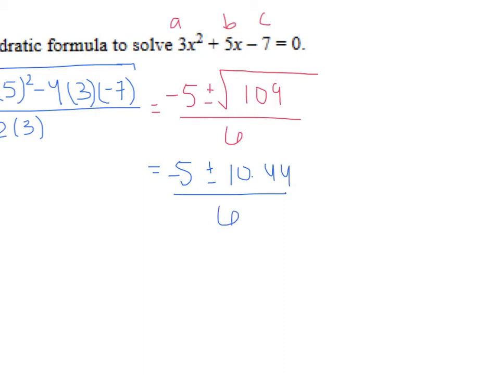Okay? And now we can find our two solutions. So our first solution we can find by taking negative 5 plus 10.44 and then dividing that answer by 6, and you should get 0.91. And our second answer, we're going to take negative 5 minus 10.44, and that answer we divide by 6, which gives us negative 2.57. So that means we have x-intercepts at 0.91 and negative 2.57.